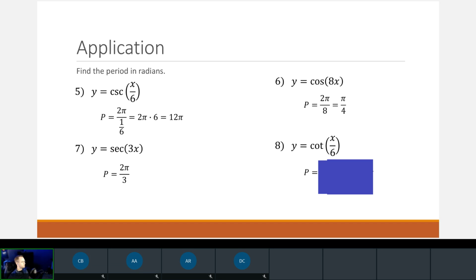And if you were to type number 7 in your GeoGebra, you would see that it takes 2 pi over 3 before your graph starts to repeat. So that is correct.